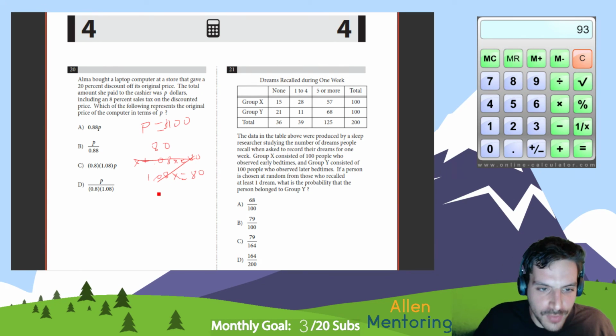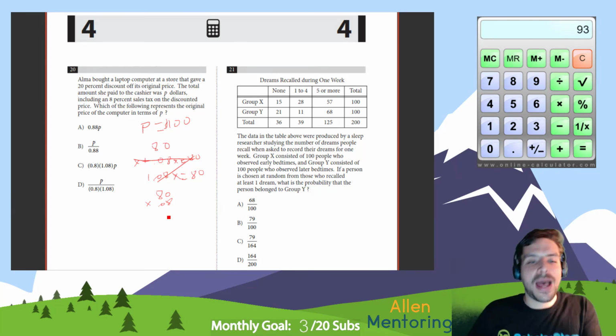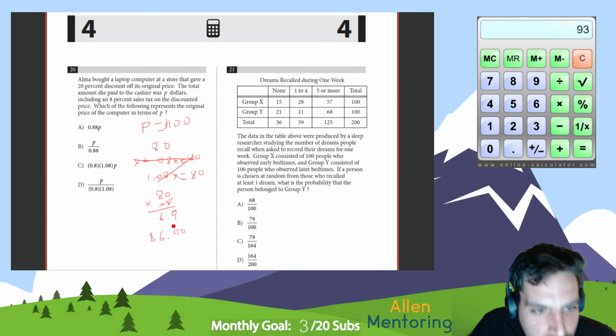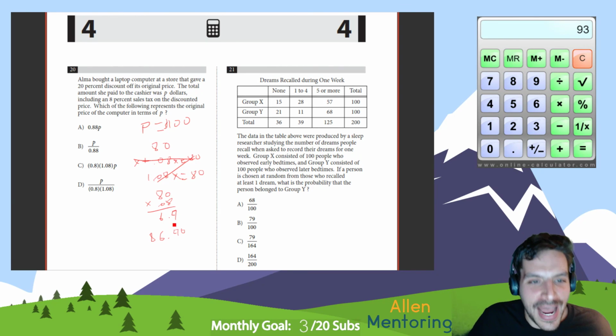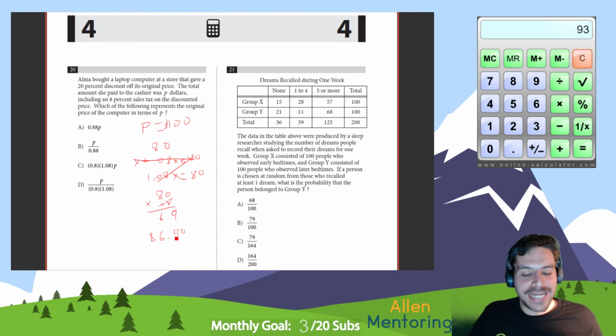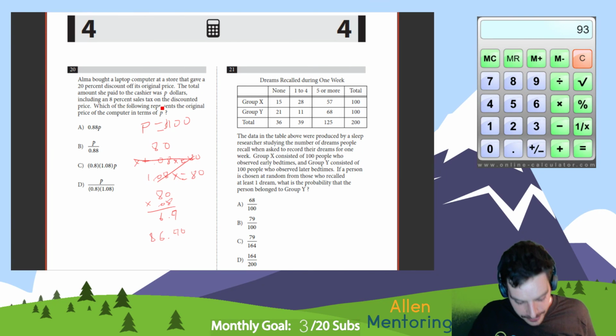So we want to find 80 times an 8% tax, and then we're going to add that back to 80. Okay, so 80 times 8% is going to be 6.4. So she paid in total $86.40. Okay, so we want to relate this back to 100. So this is where it comes into play. How are we going to relate 86.4 back to 100?